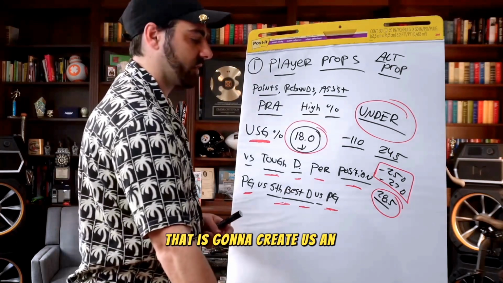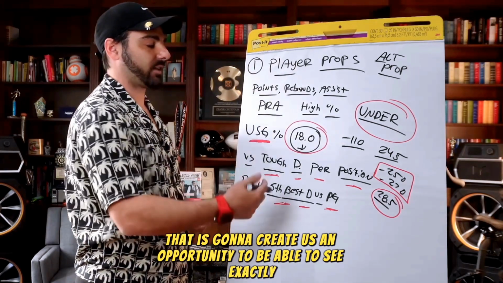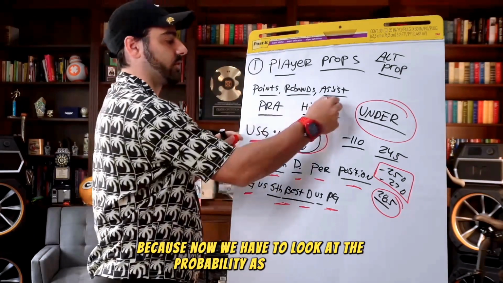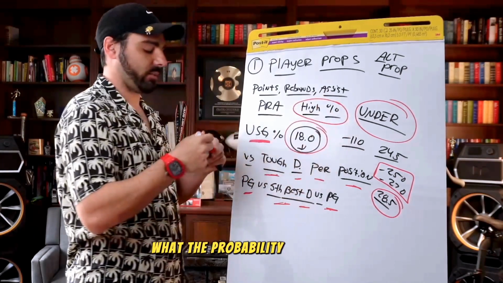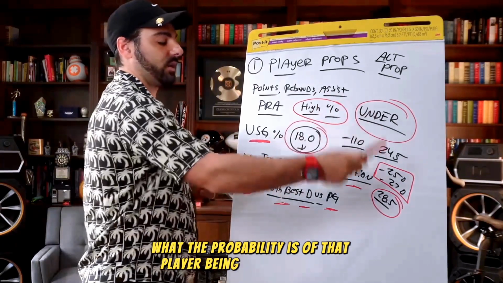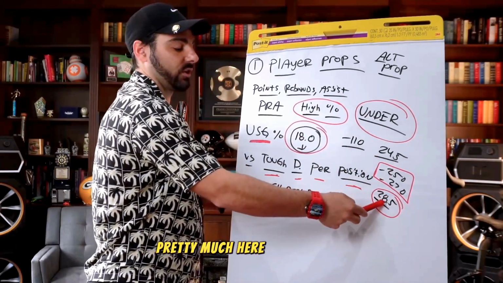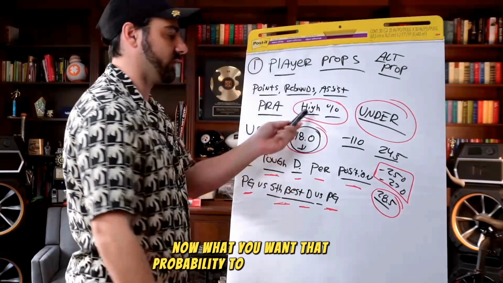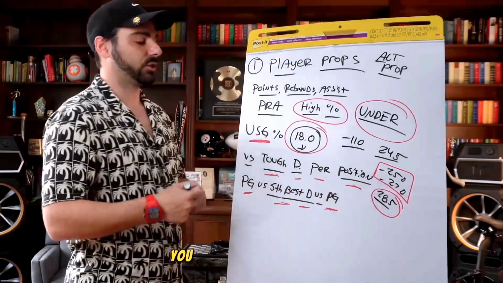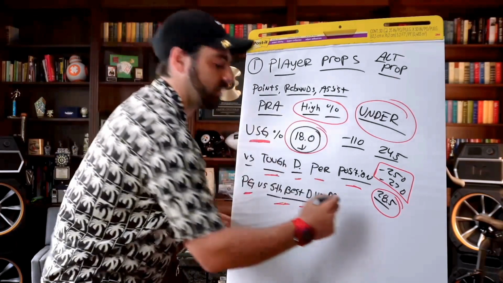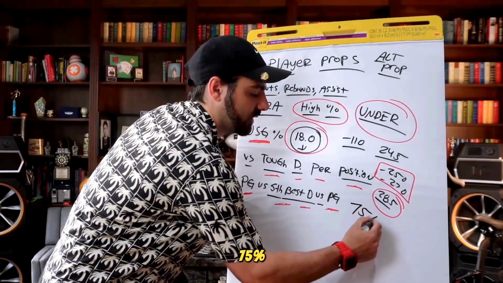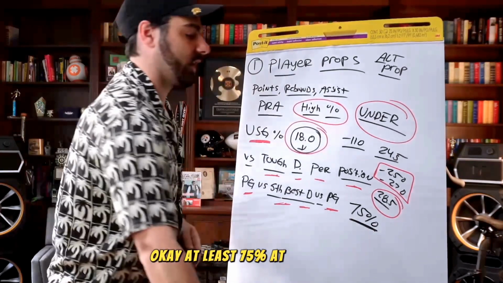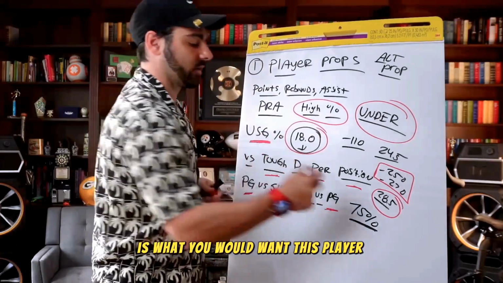So what is that going to do? That is going to create us an opportunity to see exactly what the probability is, because now we have to look at the probability as well. What the probability is of that player surpassing, for example, hitting 29 PRA. Now, what you want that probability to be in this aspect is at least 75%. At least 75% at a minimum is what you'd want this player to line up to be.